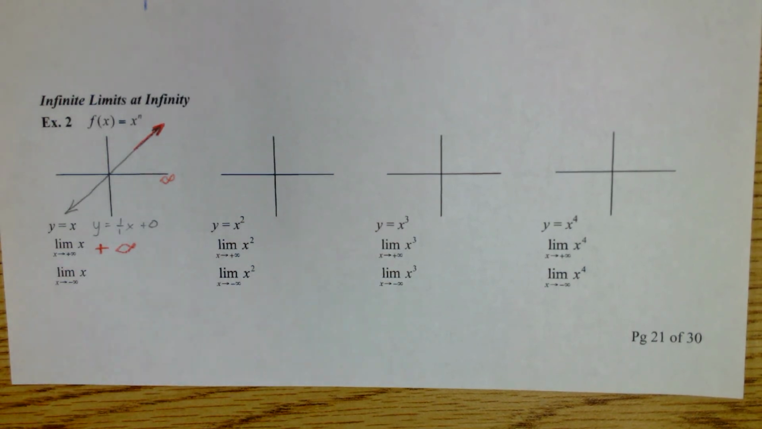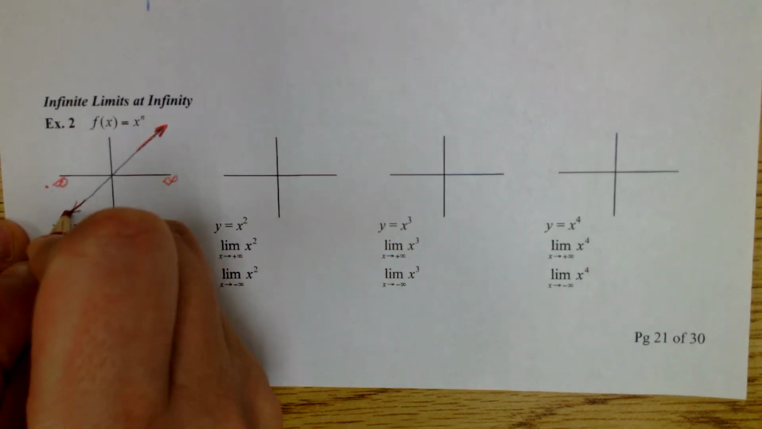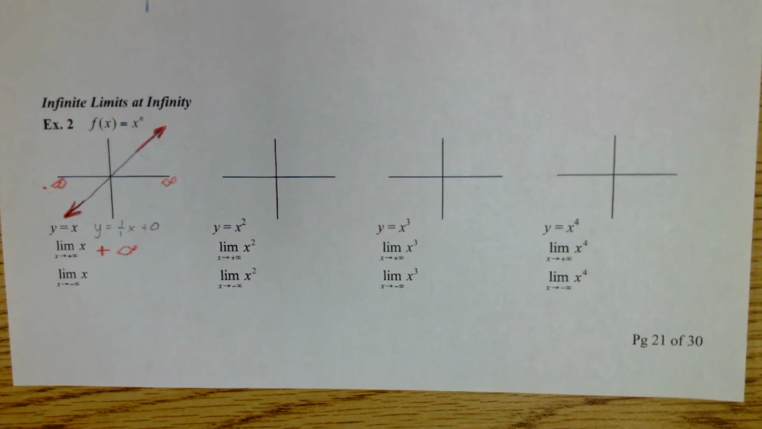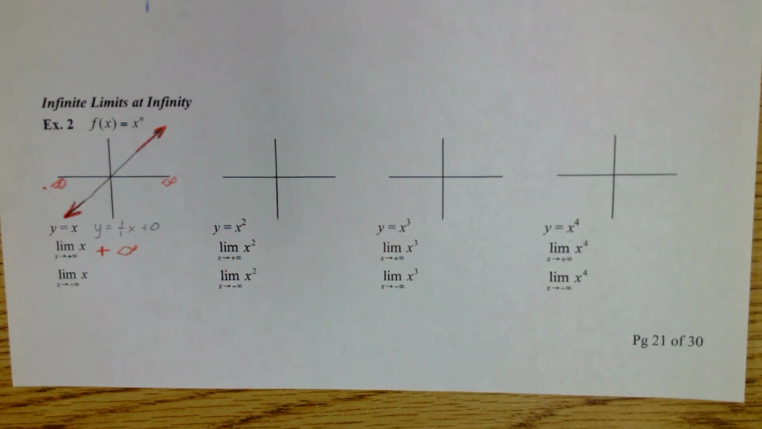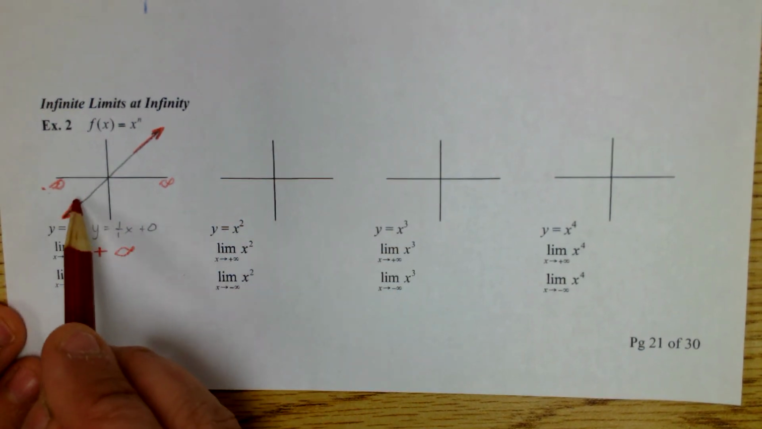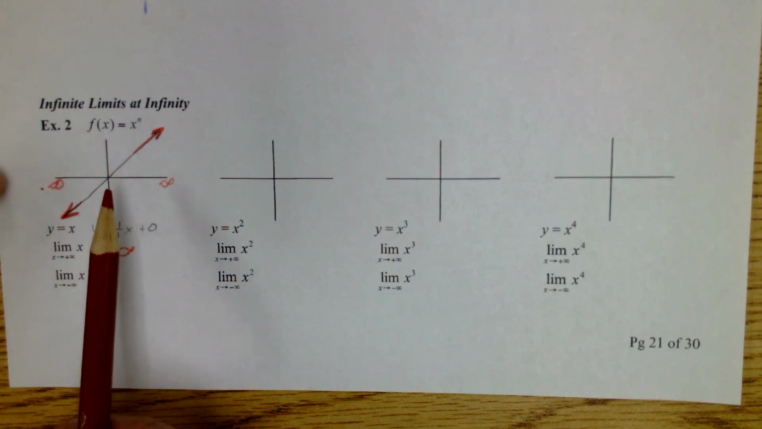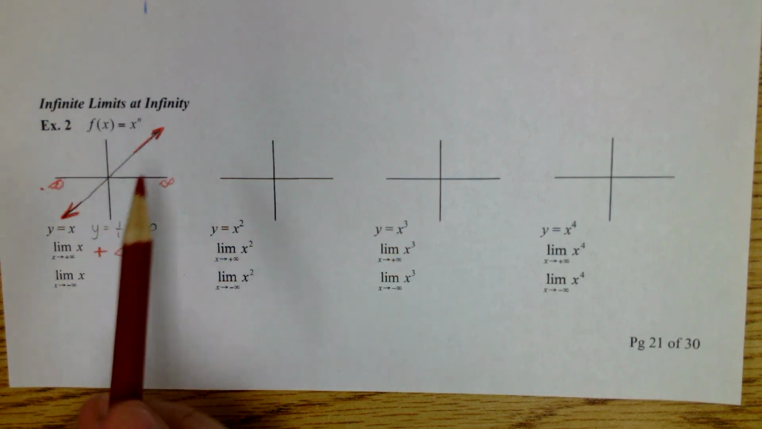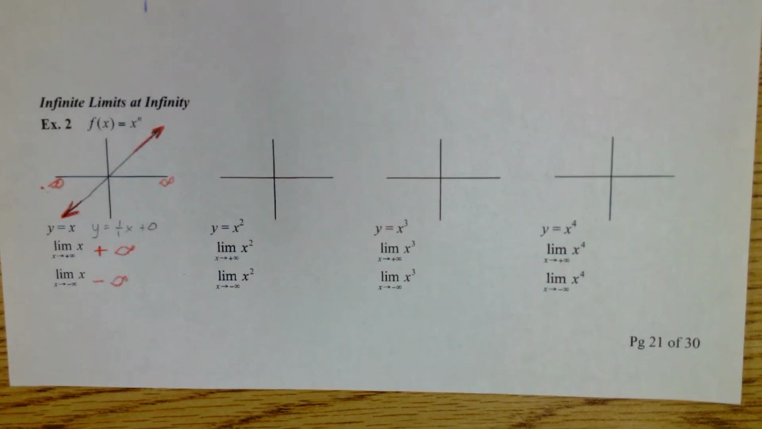If I look at negative infinity for my x value, I'm talking about this part of the graph on the far left. It's going to continue to go down, down, down. So what is my y value approaching, or is it continuing to go down? As x gets more and more negative, y is becoming more and more negative, which is going to be negative infinity.